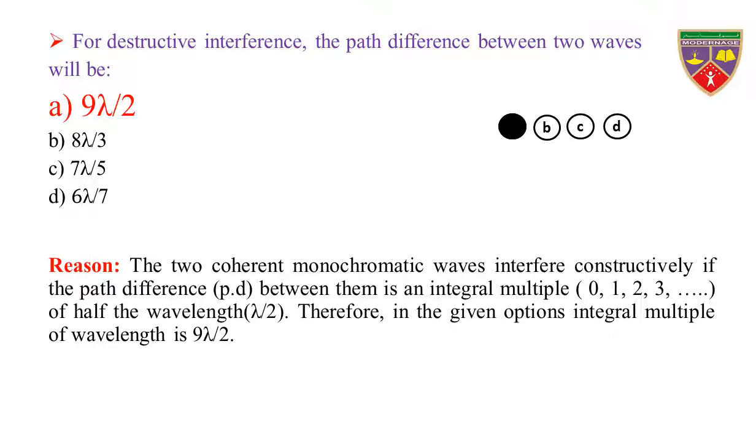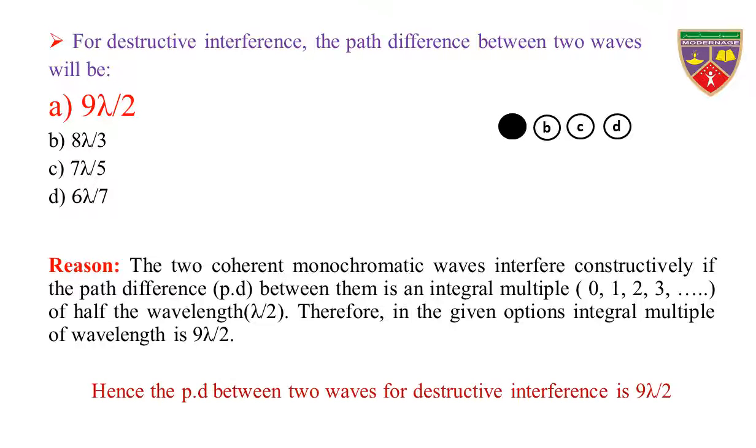Reason: the two coherent monochromatic waves interfere destructively if the path difference between them is an odd integral multiple, that is 1, 3, 5, and so on, of half the wavelength lambda by 2. Therefore, in the given options, the integral multiple of half the wavelength is 9 lambda by 2. Hence, the path difference between two waves for destructive interference is 9 lambda by 2.